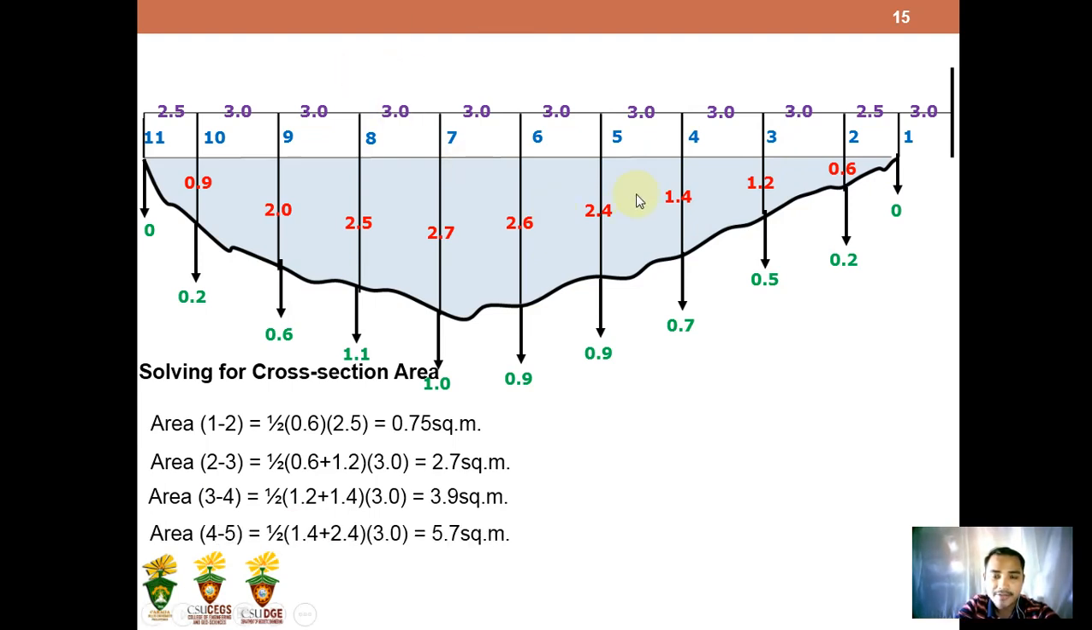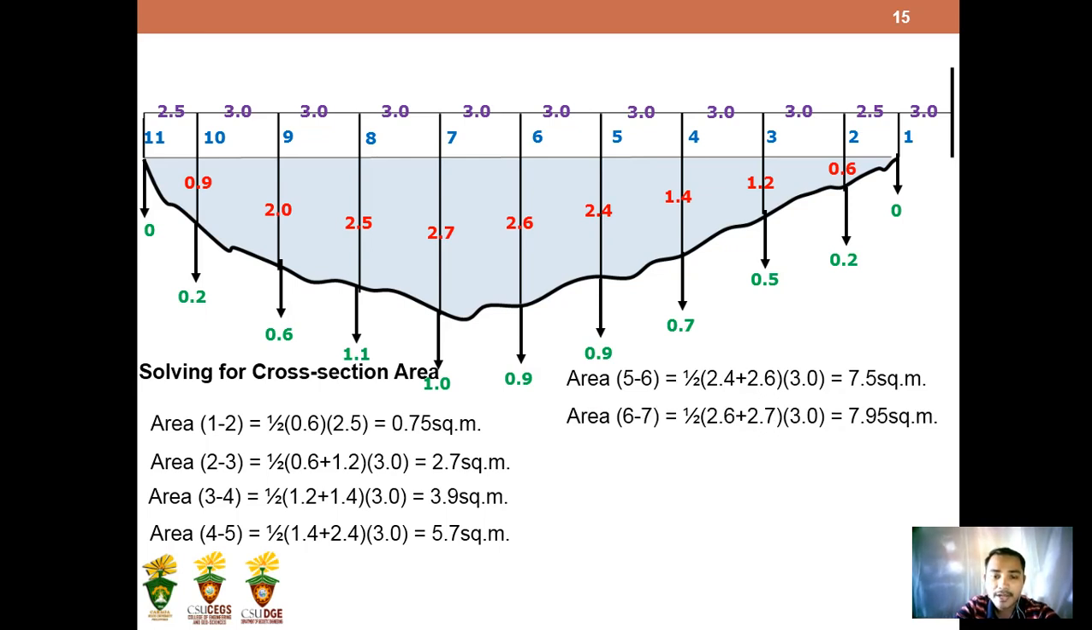Another one for area 4 to 5, same formula, 1/2 times the quantity of 1.4 plus 2.4 times distance 3, is equal to 5.7 square meter. Another for area 5 to 6, same formula, 1/2 times 2.4 plus 2.6 times the distance 3.0, that results to 7.5 square meter. For area 6 to 7, same formula will apply, 1/2 times the quantity of 2.6 plus 2.7 times the distance 3.0, which results into 7.95 square meter.